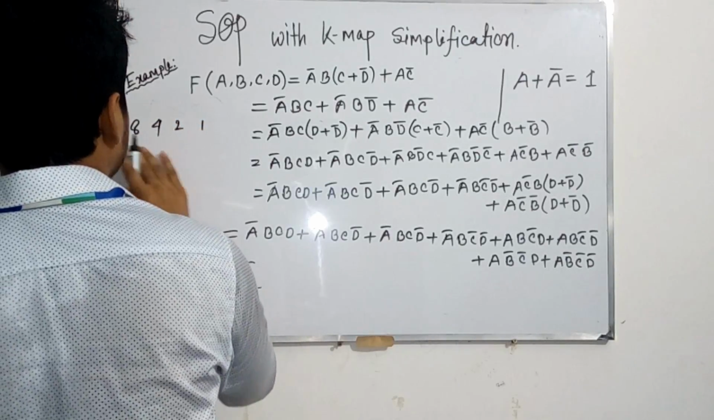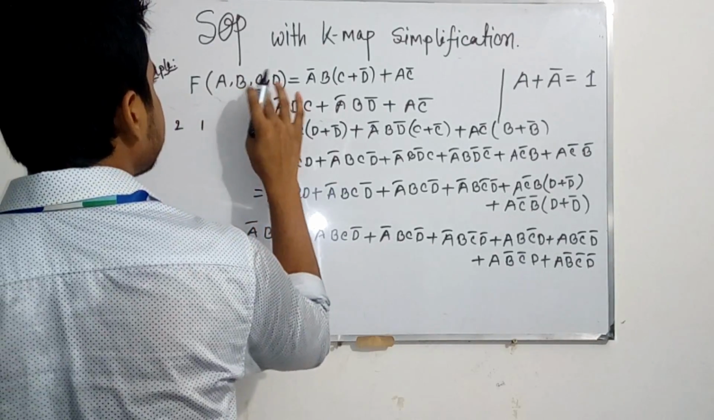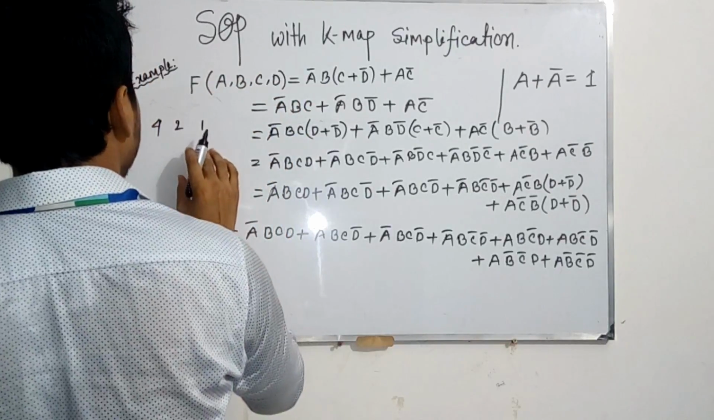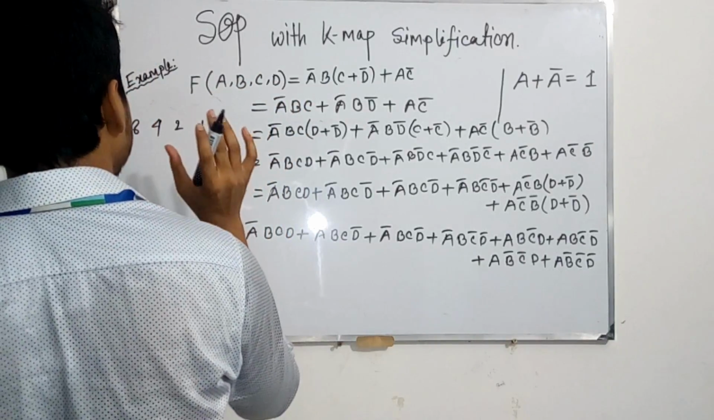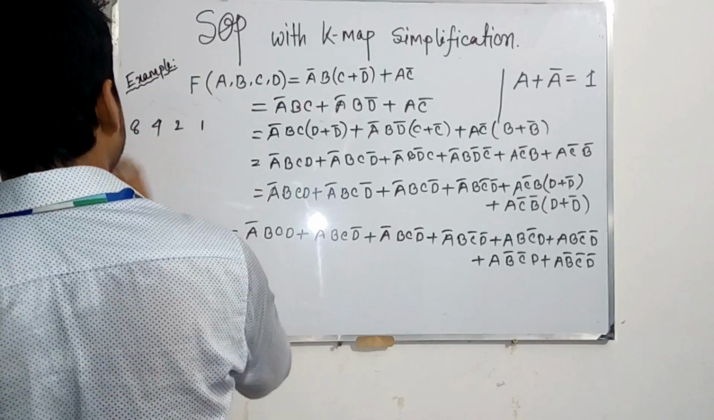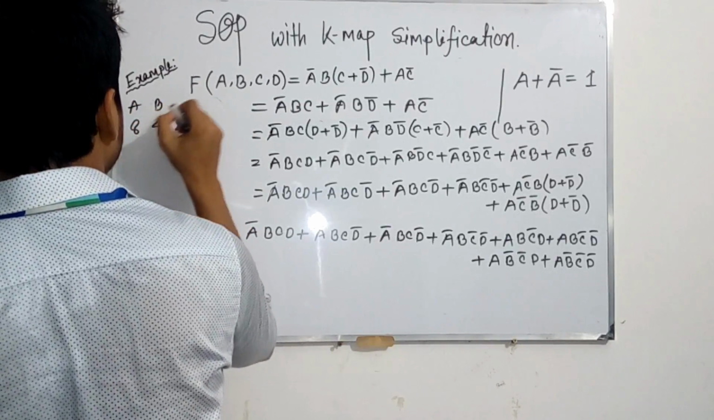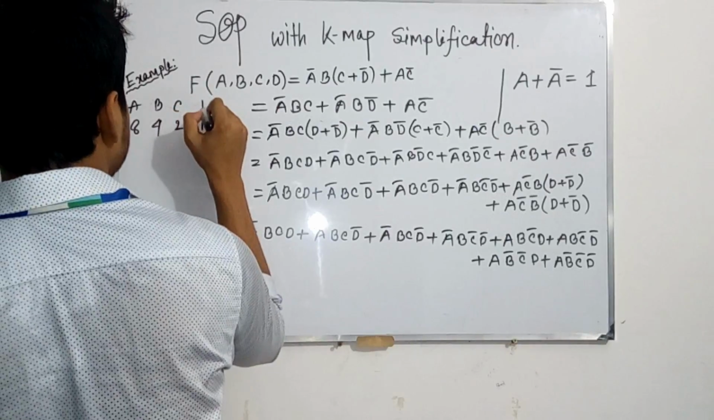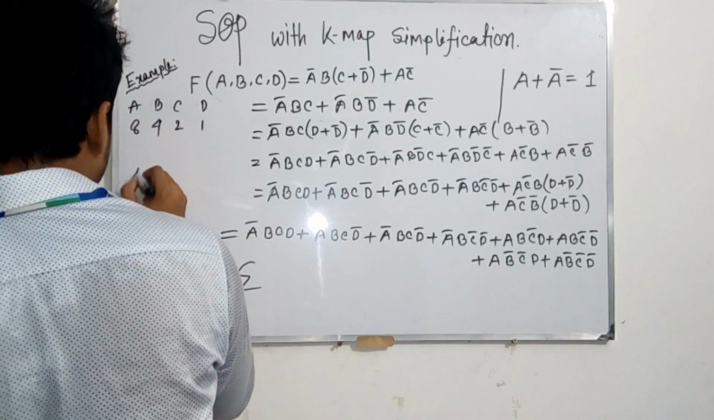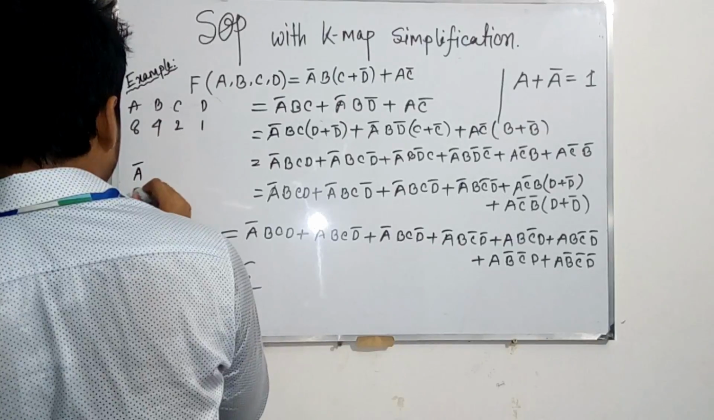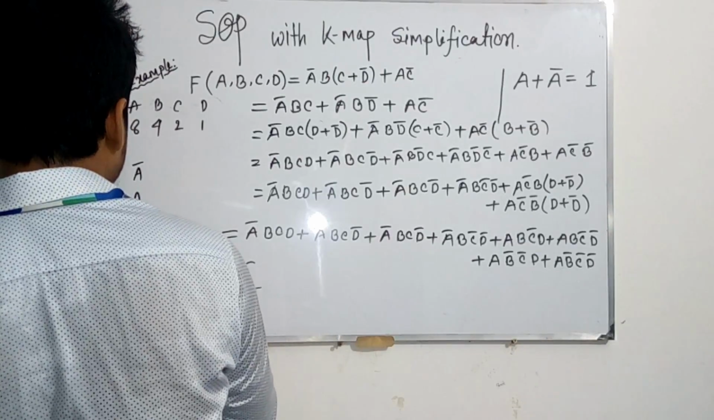Okay, here we have A, B, C, D as variables, so to do binary calculation we need 4 digits: 1, 2, 4, 8. So here A means 8, B means 4, C means 2, and D means 1. When a variable is barred we cannot take the value, and if it is just A, we take the value.